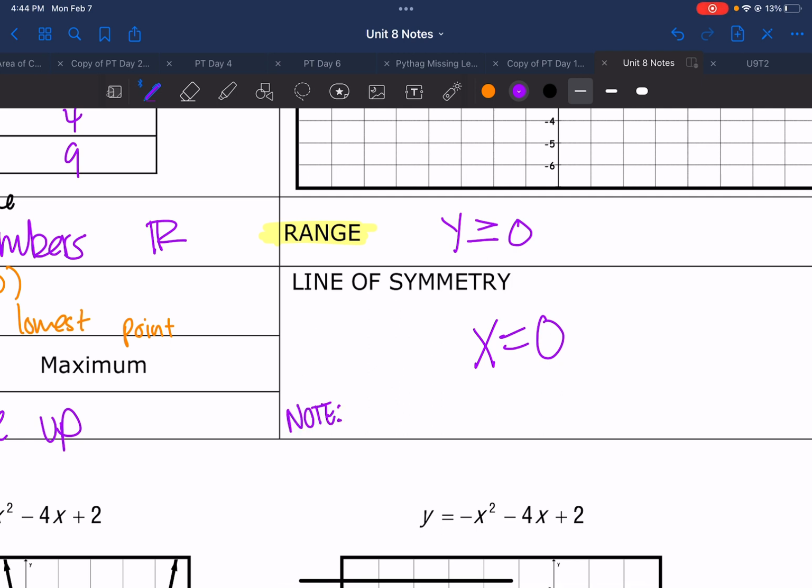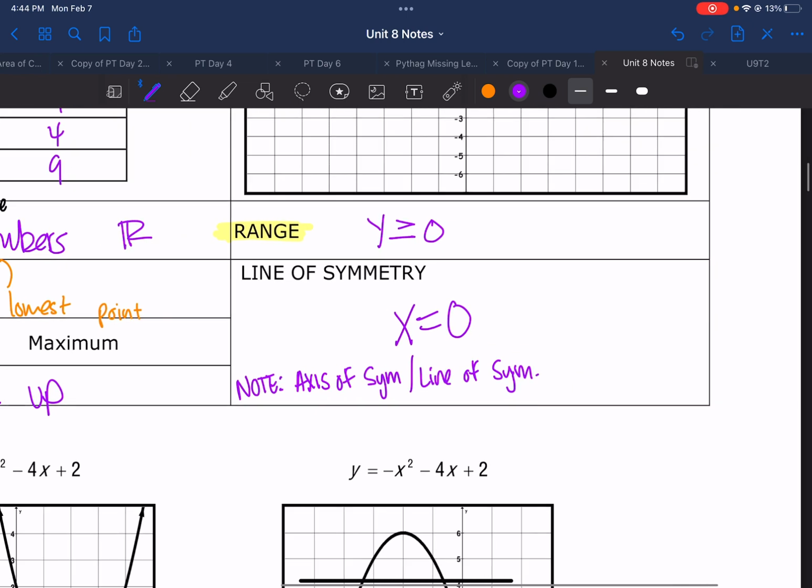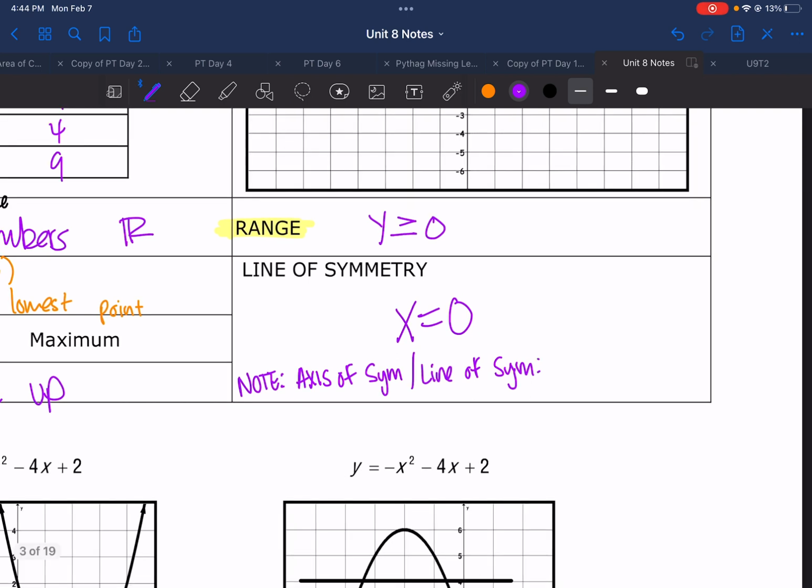Line of symmetry, also known as axis of symmetry, right? So that's what it's also known as. But what's the note? The note is that it will always be the x value of the vertex.